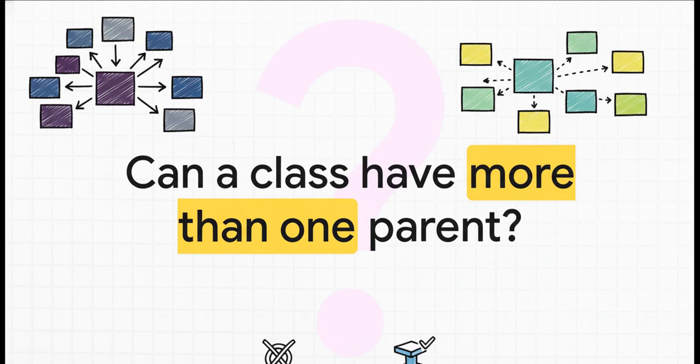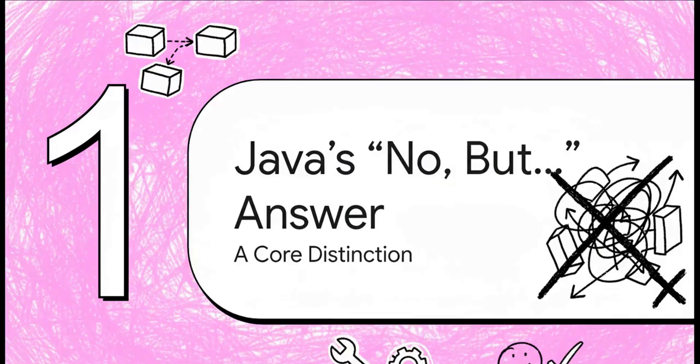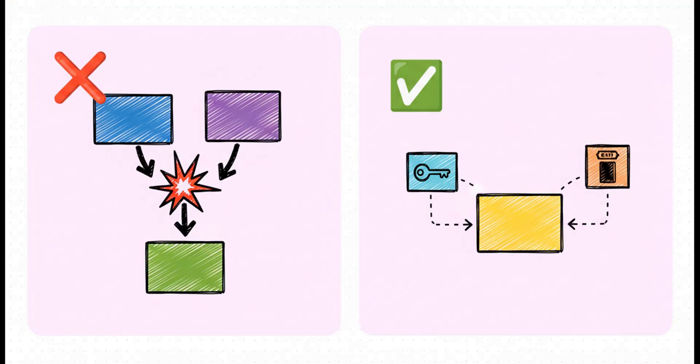In the world of programming, can a single class, a blueprint for an object, inherit its features from more than one parent? So what's the answer? Well, in Java, it's kind of a classic "no, but" situation. It's not a hard no, and that little "but" is what makes this whole conversation so interesting for developers and testers. And this slide right here shows you exactly what I mean.